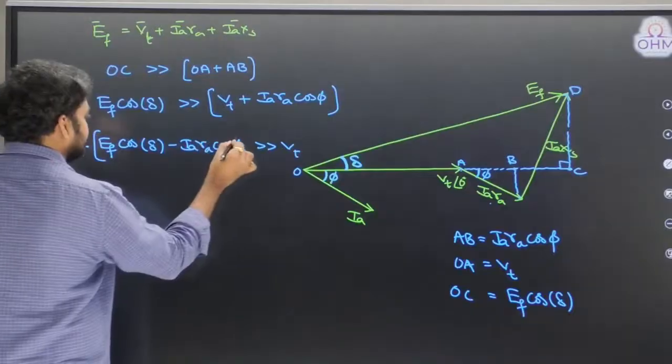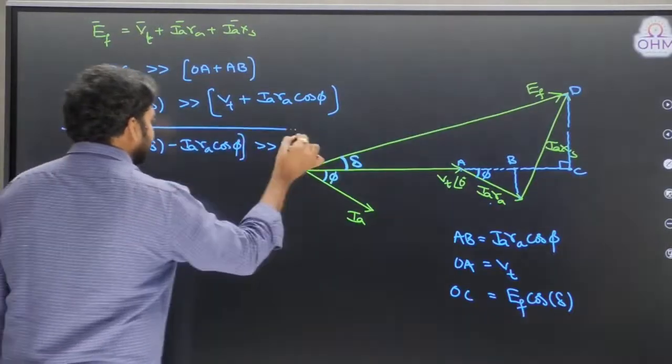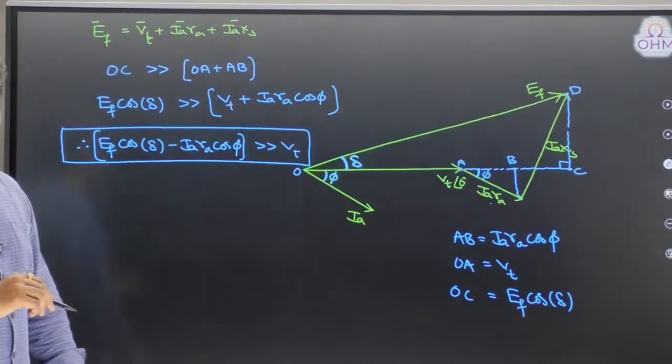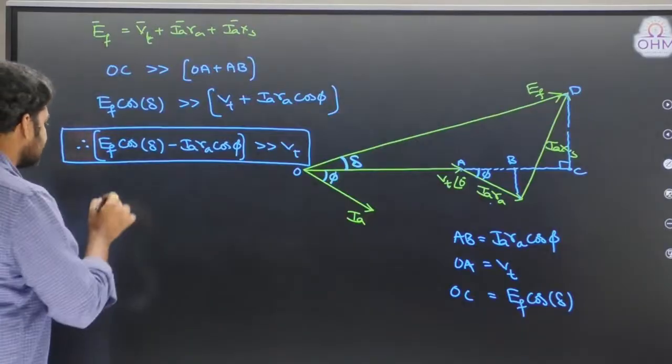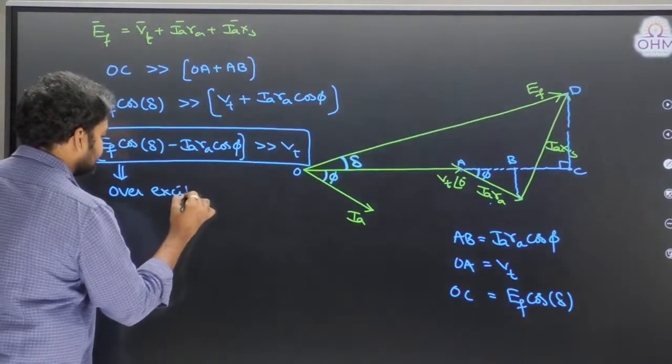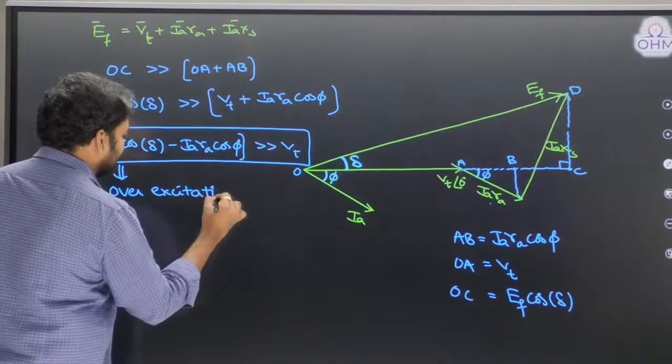This is interesting. Okay, so if this condition is satisfied, that particular synchronous generator is known as an over-excited synchronous generator. This is what we call over-excited. This is known as over-excitation.